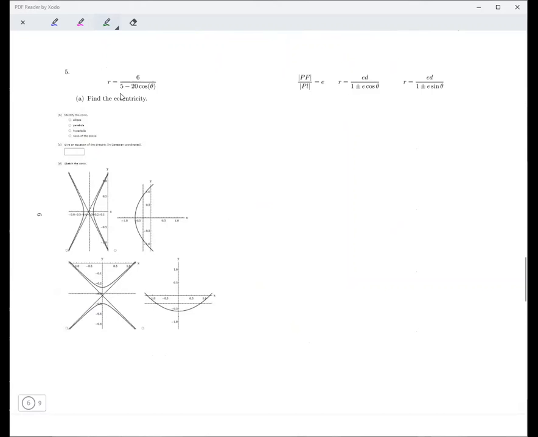we're going to compare this with this one here with a minus there. So the key is to make this a 1. So the numerator is 6/5, and the denominator is 1 minus 20 divided by 5, which is 4. So the eccentricity is 4, which means hyperbola, since E is greater than 1. So a hyperbola is the answer here.